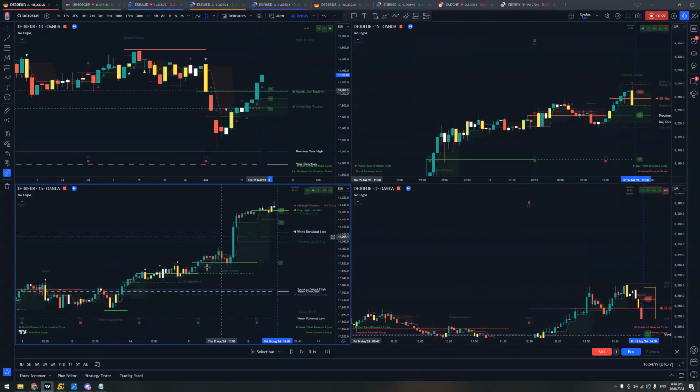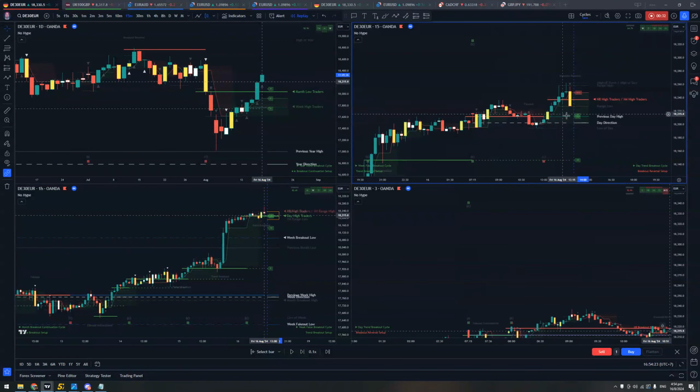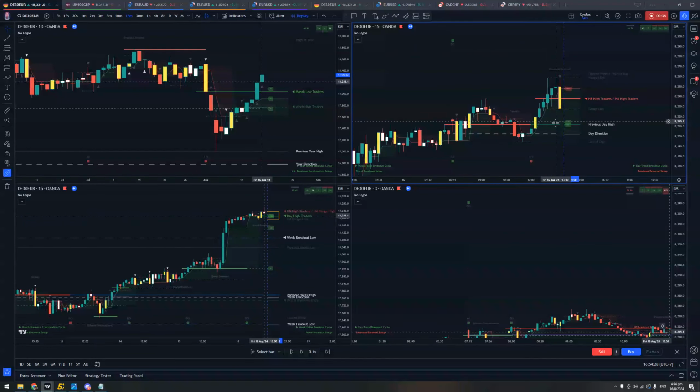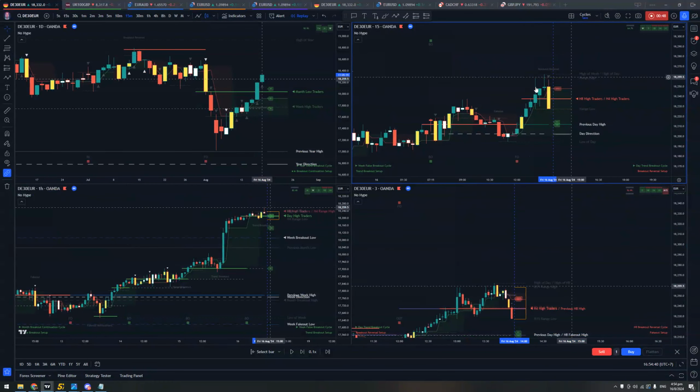We've also broken out above previous week high, and coming into the session, we've broken out above previous day high as well. So I'm looking for bullish setups, triggered the previous H8 high, broken out of the previous day high. That's a breakout setup if it stays above the H8 high. So I'm looking for a breakout to take this higher.